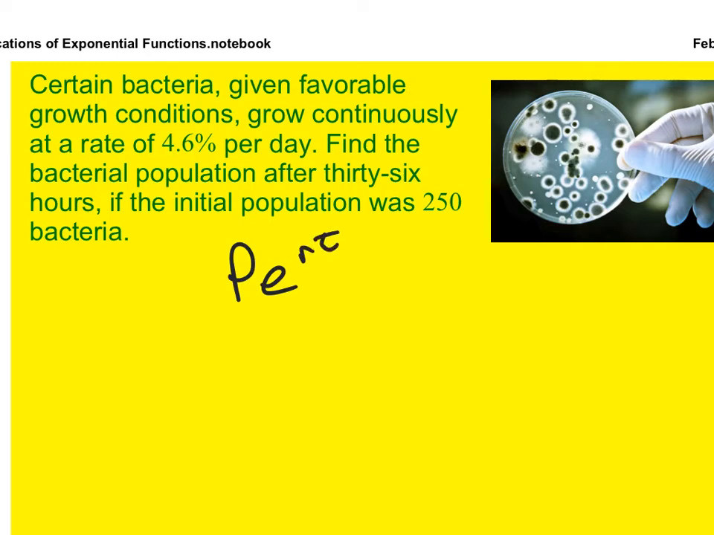Let's figure out where to stick the numbers in. P is principal. It's also the starting amount. And what was our starting amount? 250.